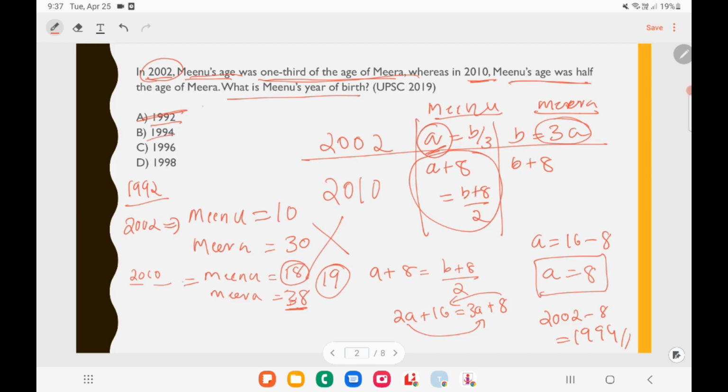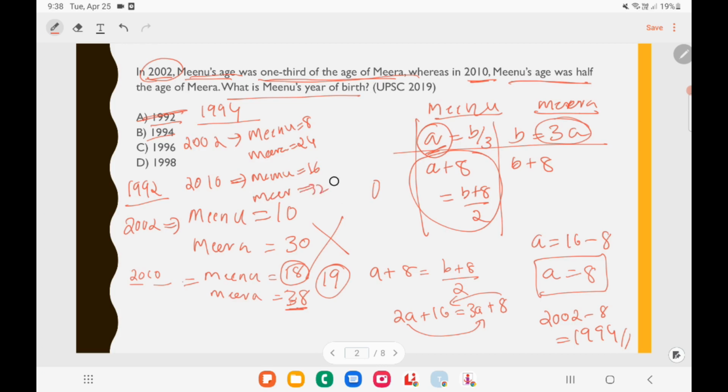Now just put 1994 and do it in a similar fashion. Let's assume that Meenu was born in 1994. In 2002, Meenu's age will be 8, and Meera's age will be 24 because it's 3 times. In 2010, it's 8 years after, so Meenu's age will be 16 and Meera's age will be 24 plus 8, which is 32. We know that 16 is half of 32, so it satisfies our question. So this will be the right answer. 1994 is the right answer.